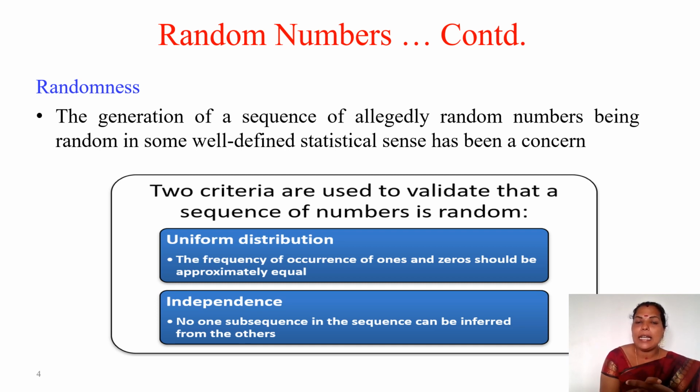Another property is independence. Independence means no one subsequence in the sequence can be inferred from the others. Verifying the independence property is very difficult. So how do we verify it? We check whether the generated number is dependent or not. If it fails that check, then we say it has the independence property. In that way, we can check the independence property. Each and every random number generator must satisfy these two criteria.